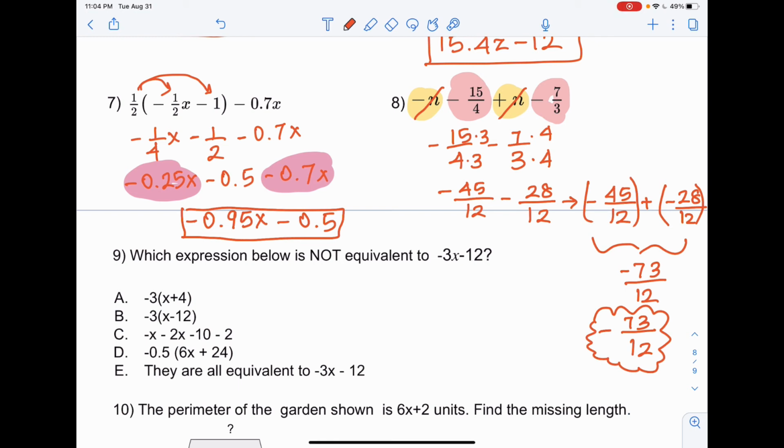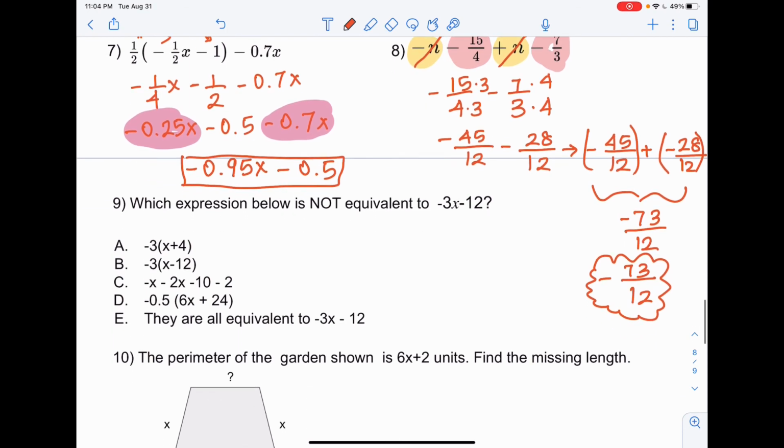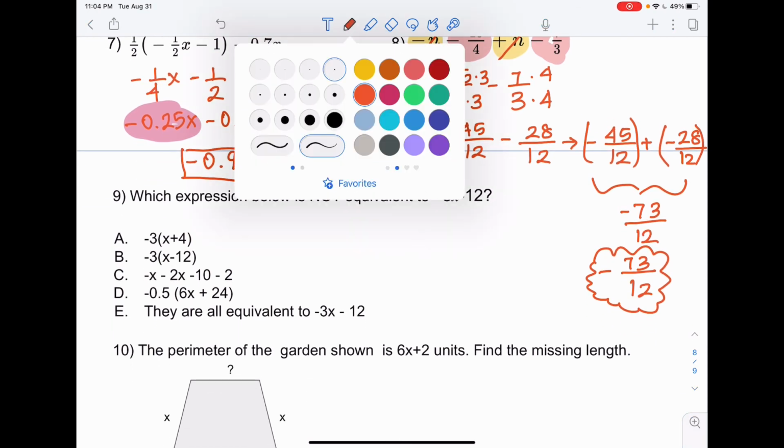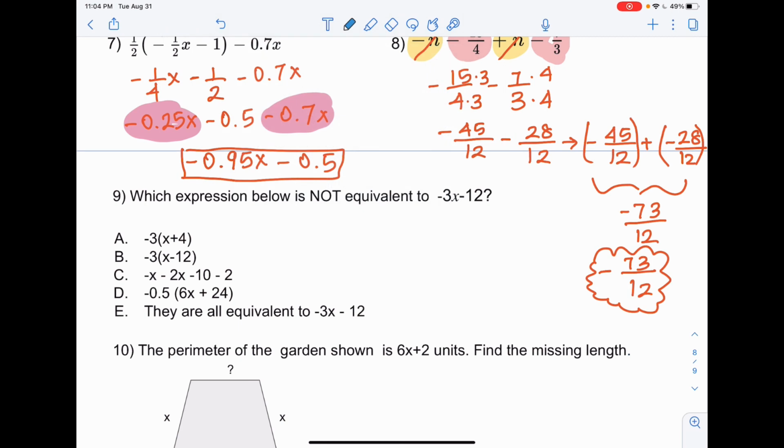Okay, we're done. Let's go to question number 9. Which expression below is not equivalent to negative 3x minus 12? The best way to do this, probably just check each one of them. So let's start with this one. Negative 3 times x and negative 3 times 4. This will give us negative 3x minus 12. So are they the same? Yep, they're equivalent. So this one is not an option.